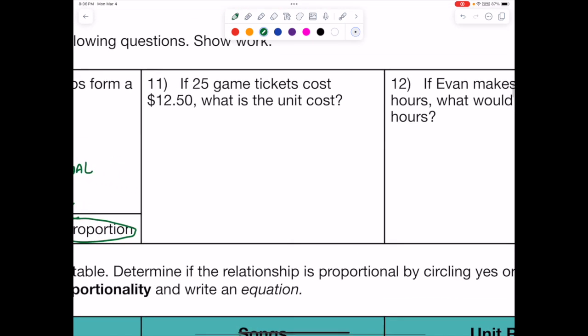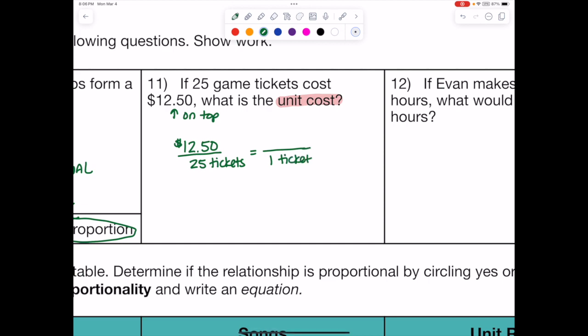All right, let's go ahead and take a look at the next one. If 25 game tickets cost $12.50, what is the unit cost? Remember, unit cost is the cost per one item. So cost always goes on top. Okay, so this is always on top. So we say $12.50 per 25 tickets. And so the question is, how much is the unit cost per ticket?